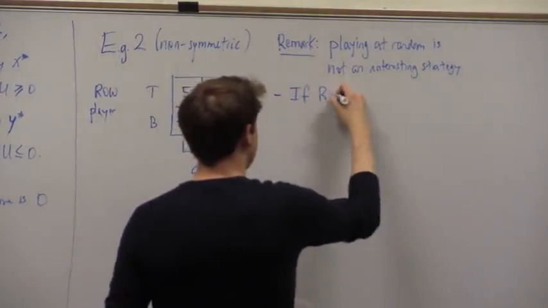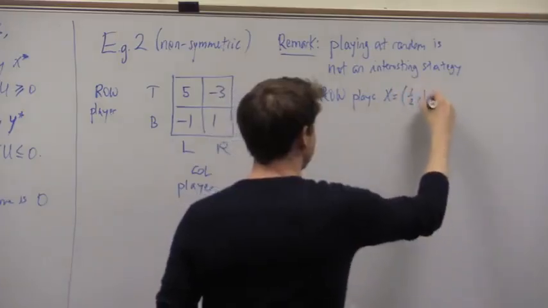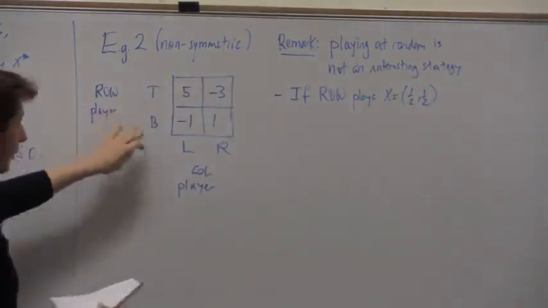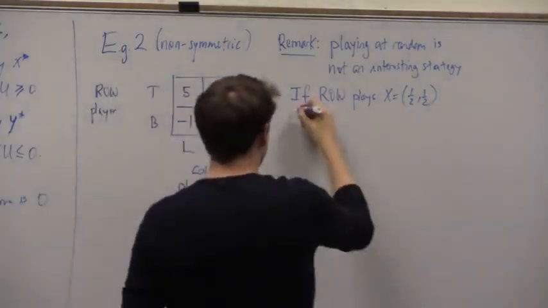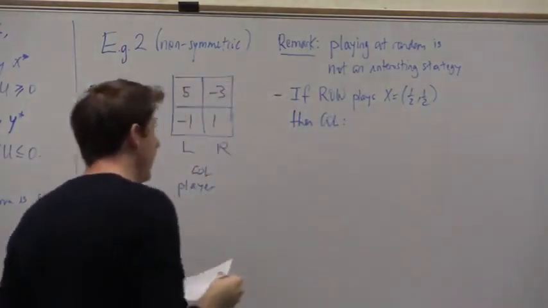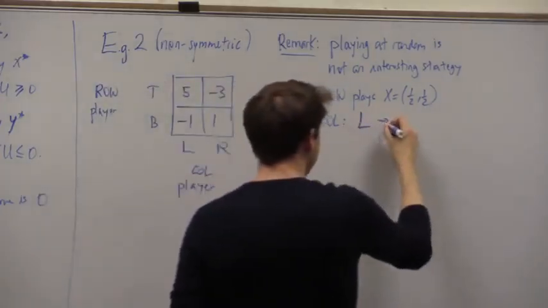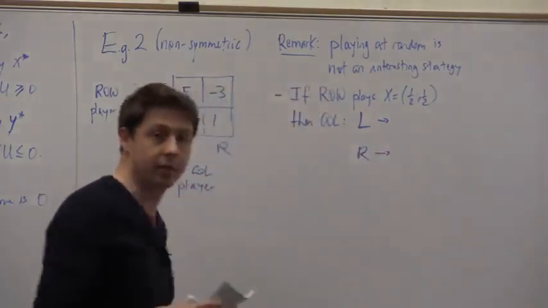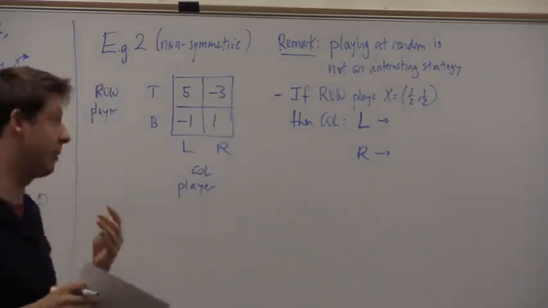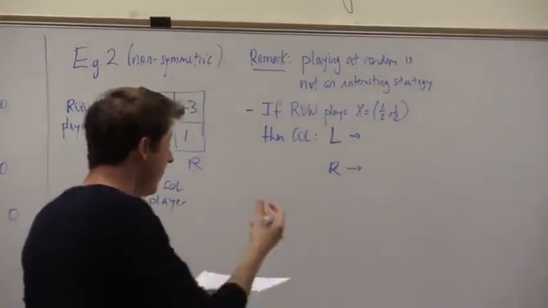if row plays, say, this strategy, which means with half probability plays top and half probability plays bottom, then the column player has a choice, right? He could play either left or right. Now the column player is strategically thinking which of these options he might play if he believes that the row player is going to play at random. So let's see, what should he do?